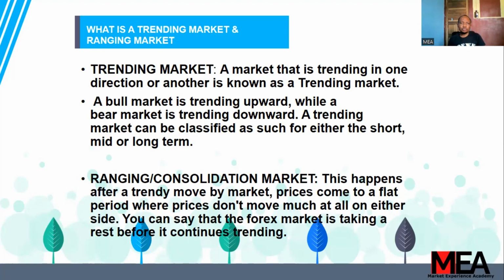That is what we call consolidation or what? Retracement. So based on what we have on our slide, they say that a ranging or consolidative market happens after a trendy move by a market. Prices come to a flat period where prices don't move much at all on either side. You can say that the Forex market is taking a rest before it will do what? Continue trending again.